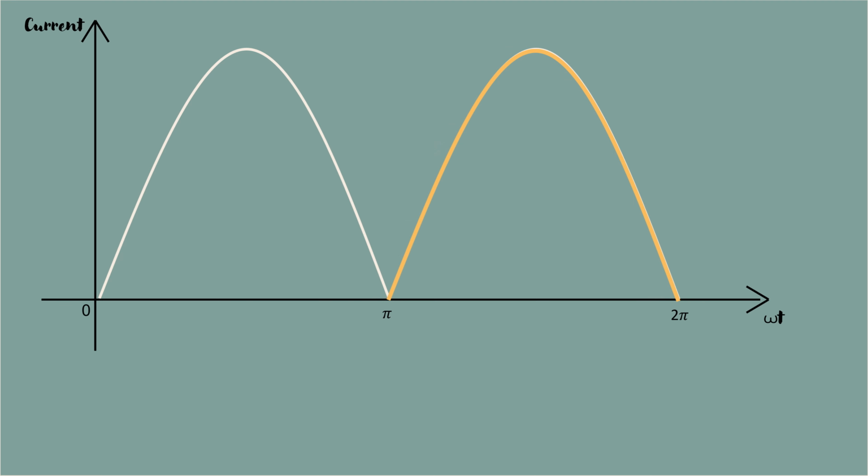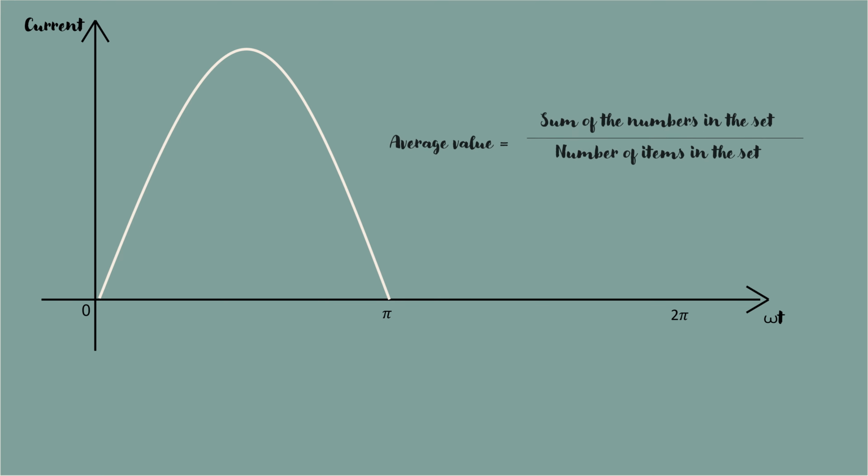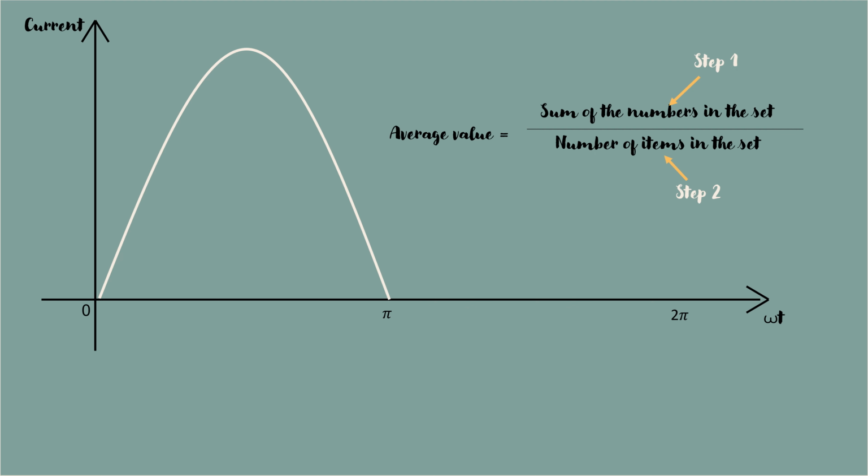repeated regularly. The average value of each and every cycle in a waveform will be the same. Therefore, if we find the average of one cycle, that will be equal to the average of the whole waveform. So, it's enough to find the average of one cycle. Generally, finding the average of n numbers takes two steps: adding all the numbers in a set and then dividing it by the number of items in the set.